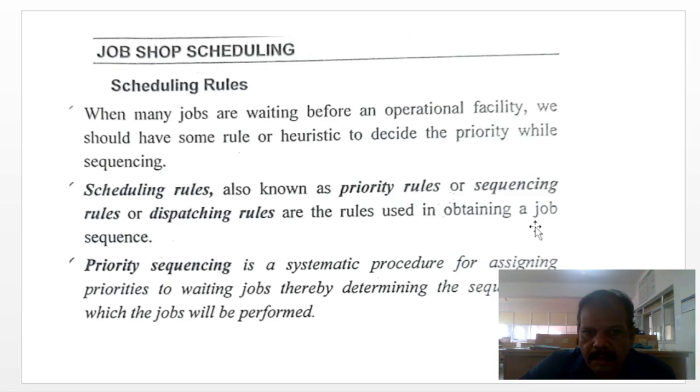Sequencing rules or scheduling rules, also known as priority rules or dispatching rules, are used to obtain the job sequence, which will be done first, second, third, like that. Priority sequencing is a systematic procedure for assigning priorities to the waiting jobs, thereby determining the sequence in which the jobs are to be performed.